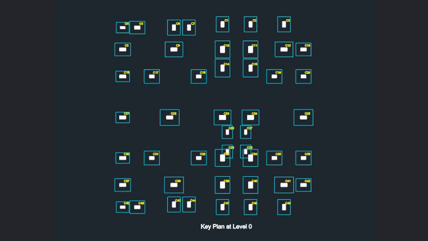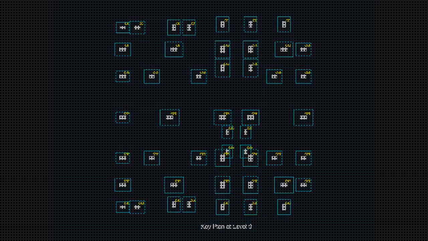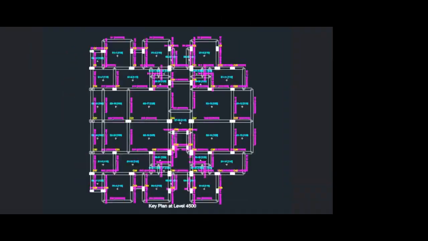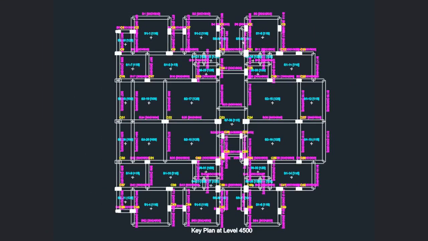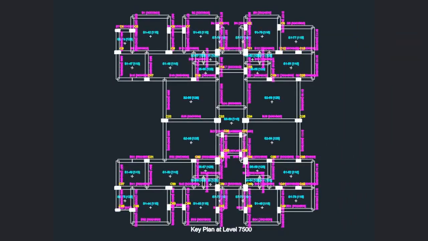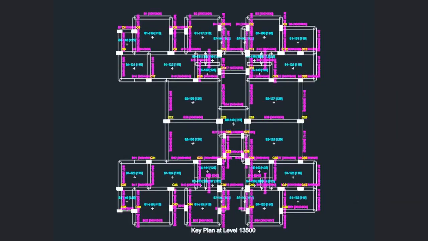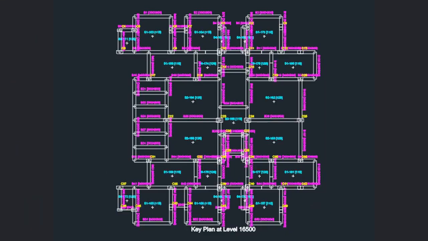Here we have key plan at level 0. Key plan at level 1500. Key plan at level 4500. Key plan at level 7500. Key plan at level 10500. Key plan at level 13500. Key plan at level 16500.